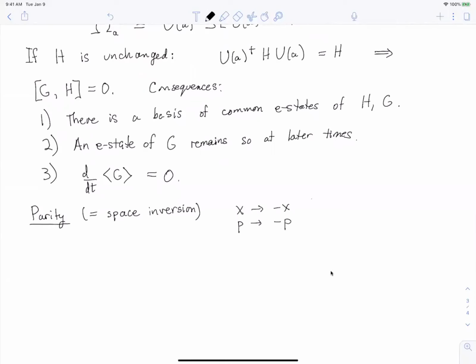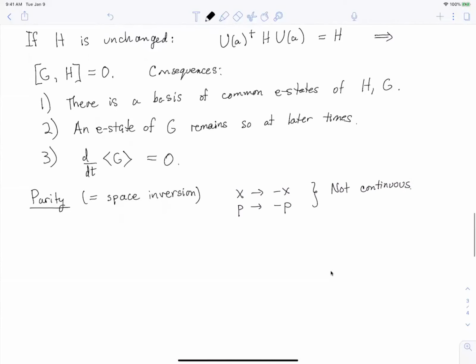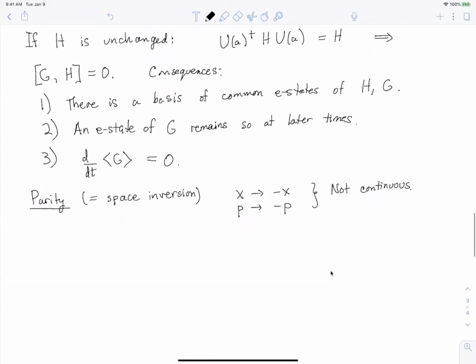And so this is not continuous. You can't do an infinitesimal version of parity. There's no such thing. You either do parity, you either flip x to minus x, or you don't. Those are your two choices. There's no continuous infinitesimal version. Nevertheless, we can still make some similar statements to what we did for the continuous case.